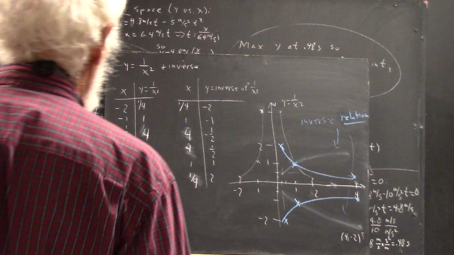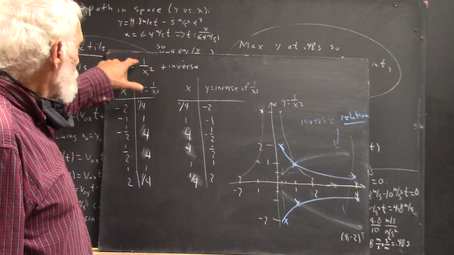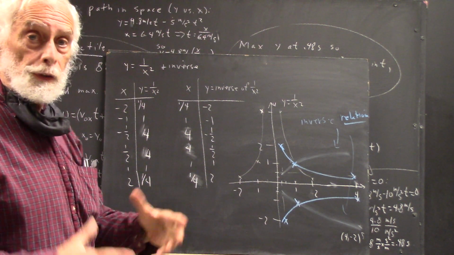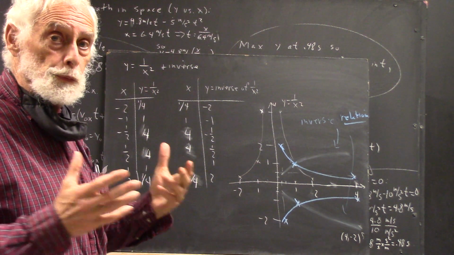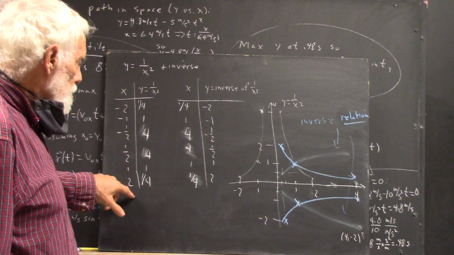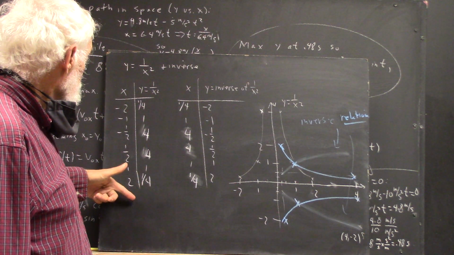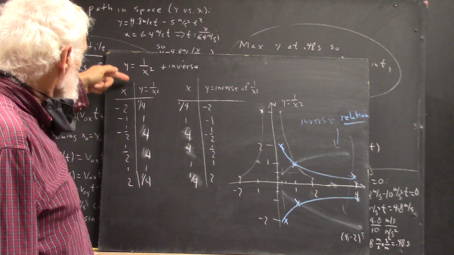Just for clarification, the inverse of the 1 over x squared function turns out not to be a function, it's an inverse relation. If we write the table for the inverse square function, the reciprocal square function, here's the table.